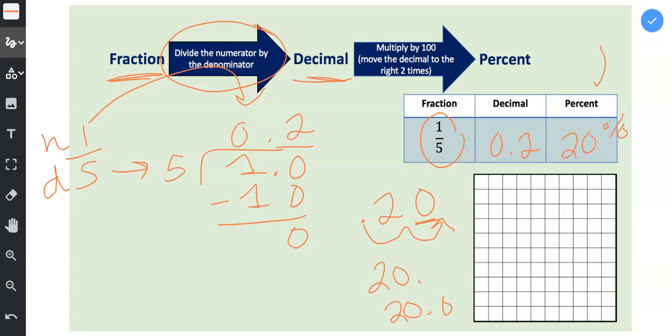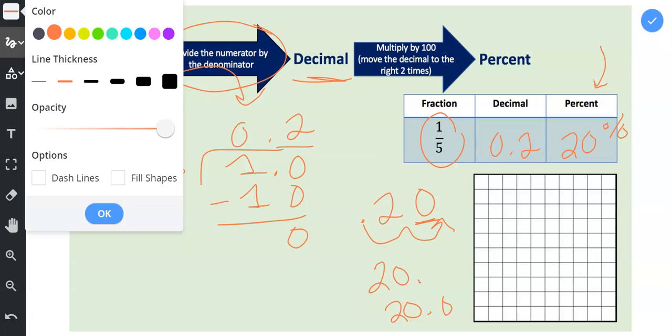We also want to remember that cent is the Latin root word meaning 100. So 20% means 20 per every 100.